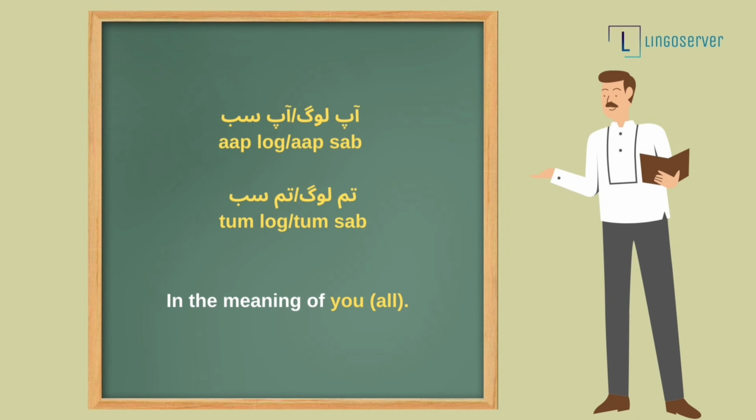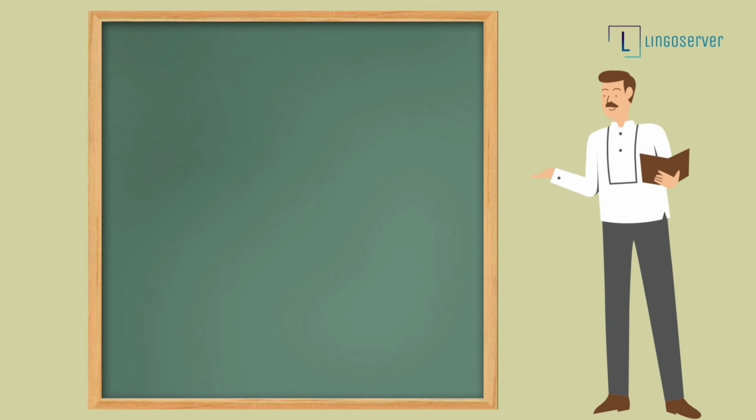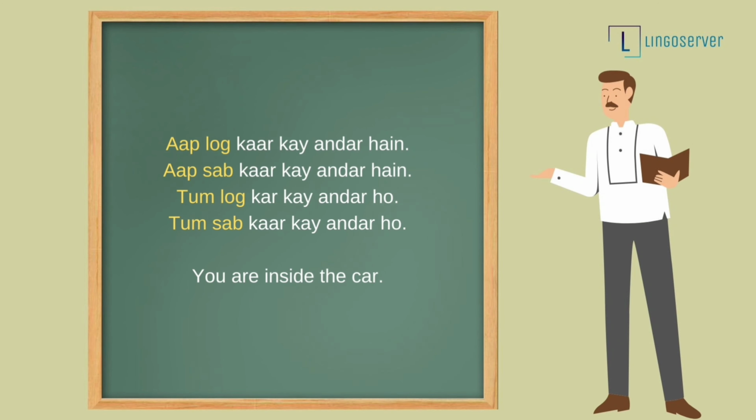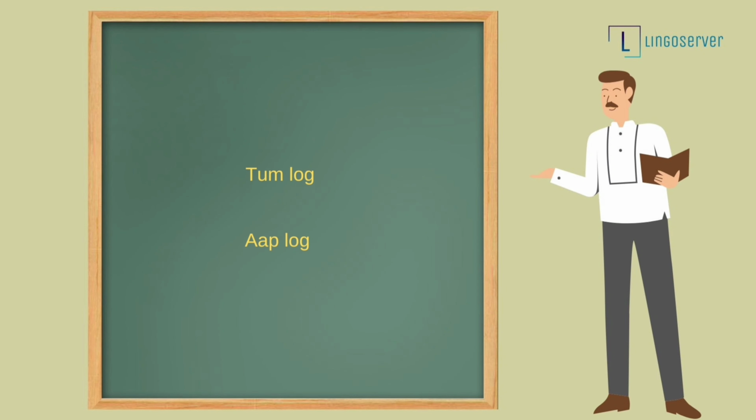आप लोग, आप सब, तुम लोग, तुम सब. These are used in the meaning of you all. For example, we will say आप लोग कार के अंदर हैं. आप सब कार के अंदर हैं. तुम लोग कार के अंदर हो. तुम सब कार के अंदर हो. Means, you are inside the car. Note, तुम लोग for not giving the respect and आप लोग to give the respect. And there is no difference between आप लोग or आप सब, तुम लोग and तुम सब.